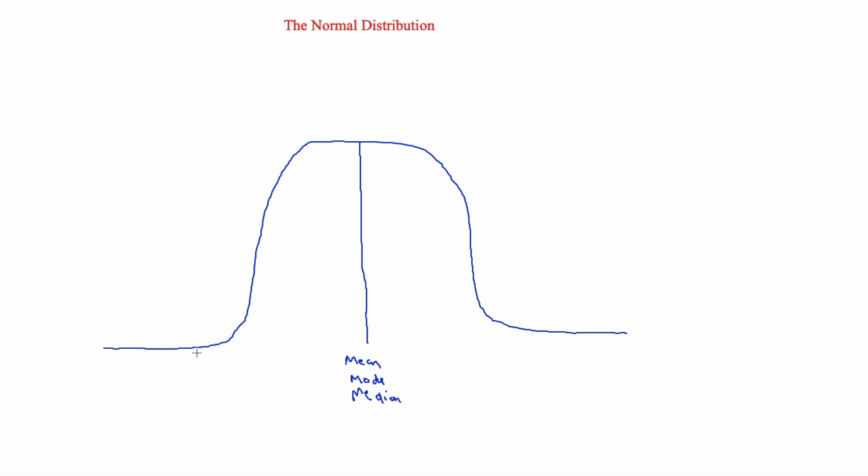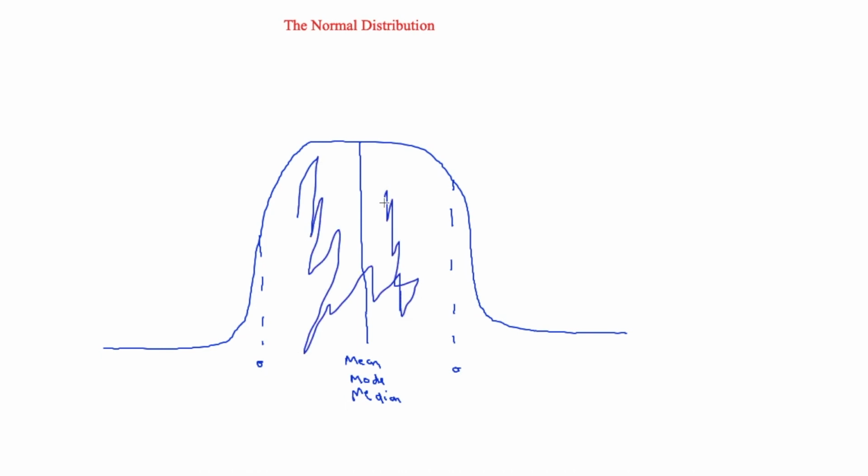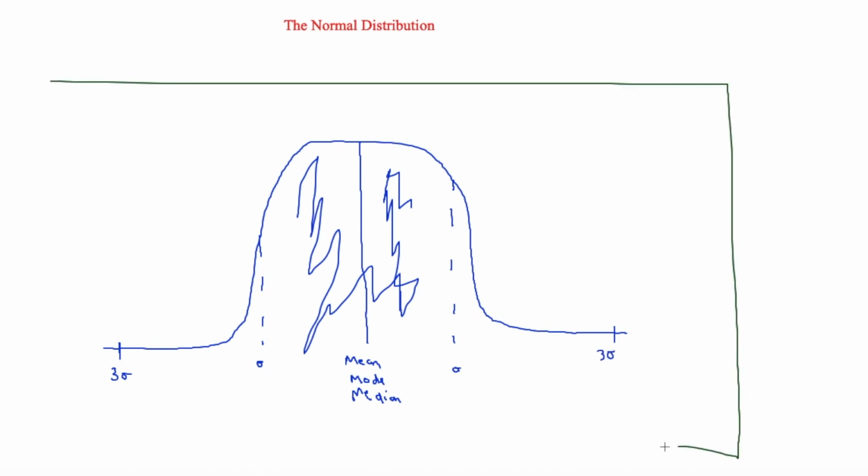Then 68% of the values lie within one standard deviation of the mean, so that area there is going to be around 68%. And then 99.8% of the values will lie within 3 standard deviations of the mean. So that is the general idea of the normal distribution.